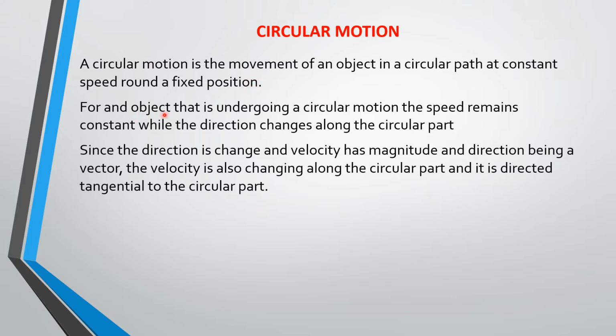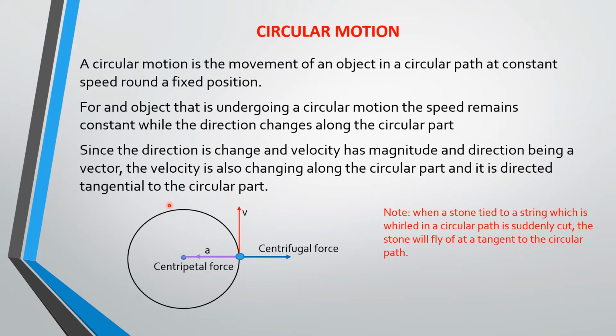For an object that is undergoing a circular motion, the speed remains constant while the direction changes along the circular path. Since the direction of the body is changing and velocity has magnitude and direction, it means that the velocity of the body is also changing along the circular path and it is directed tangential to the circular path.